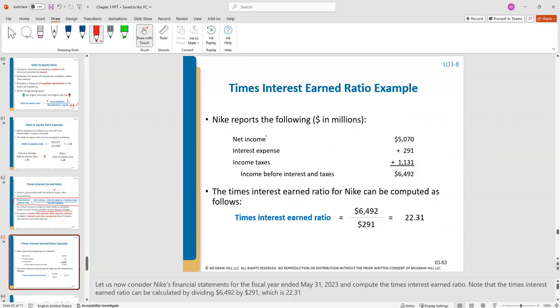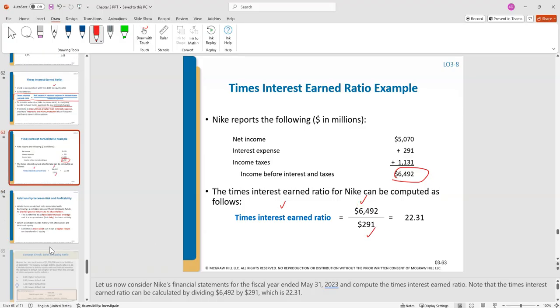Okay, so here's the example. You can look at that, right? They're telling us our net income, our interest expense, our income taxes, right? There's our income before interest and taxes. That's 64.92, right? Over the 291, our times interest earned ratio would be 22.